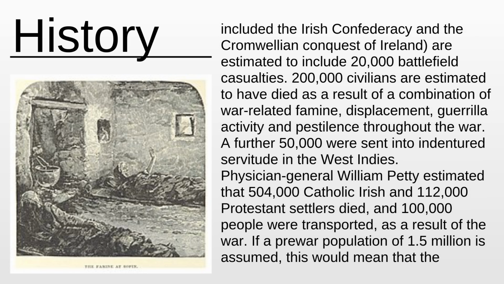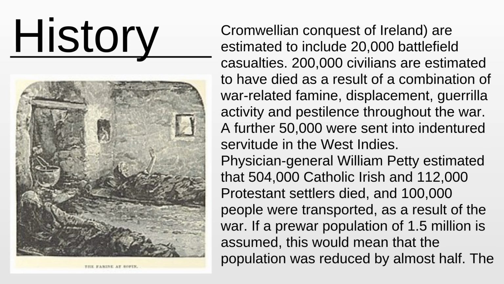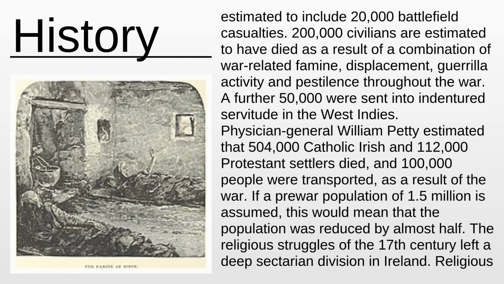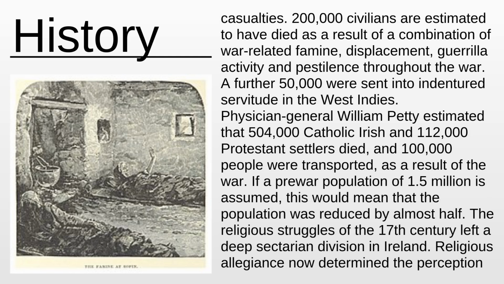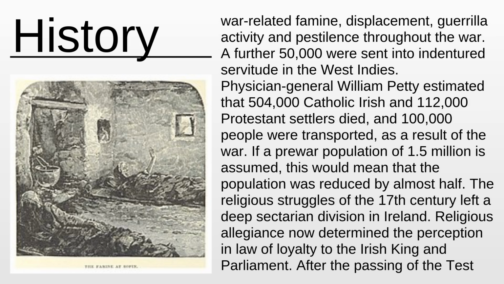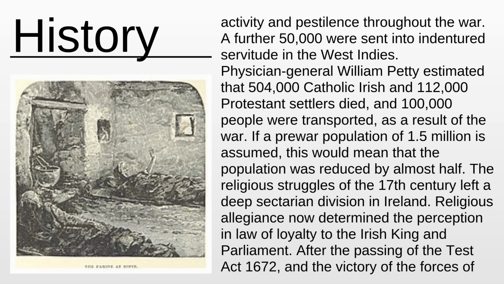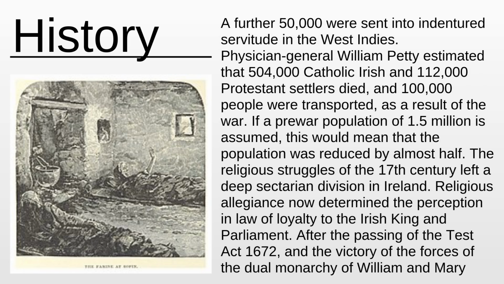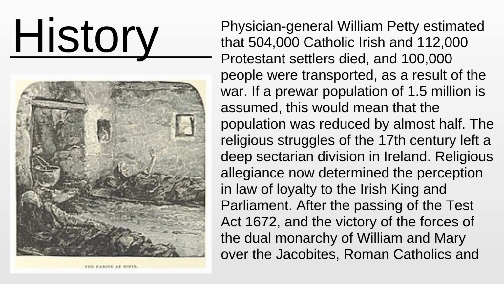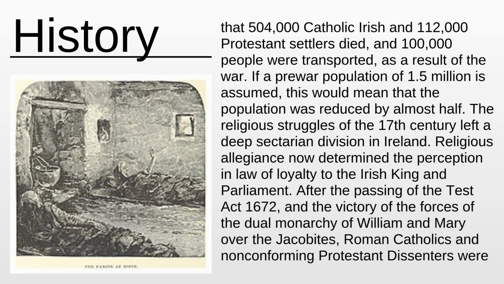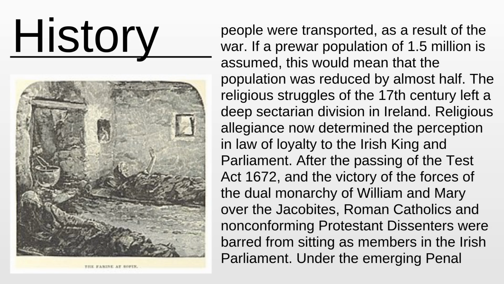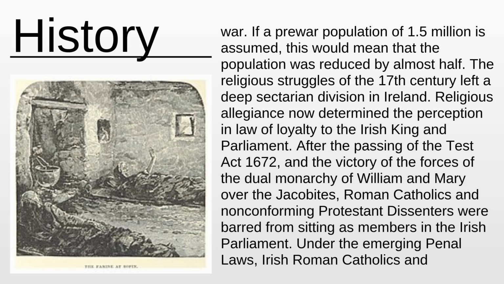200,000 civilians are estimated to have died as a result of a combination of war-related famine, displacement, guerrilla activity and pestilence throughout the war. A further 50,000 were sent into indentured servitude in the West Indies. Physician General William Petty estimated that 504,000 Catholic Irish and 112,000 Protestant settlers died, and 100,000 people were transported, as a result of the war. If a pre-war population of 1.5 million is assumed, this would mean that the population was reduced by almost half.